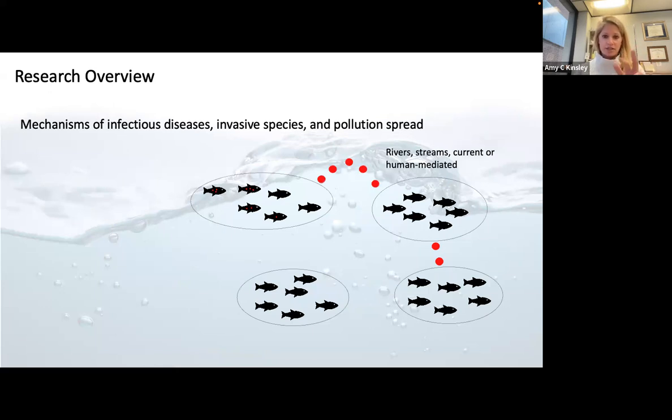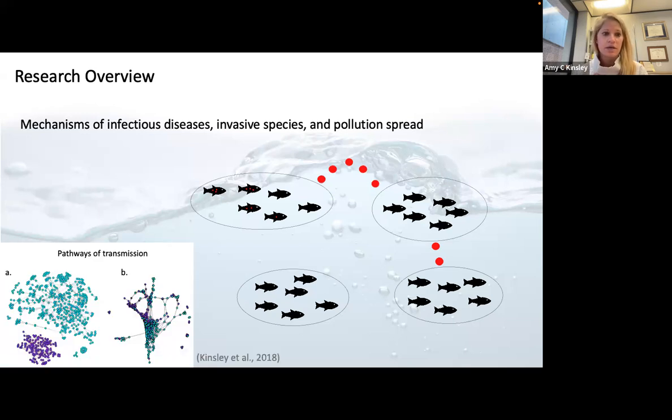Here I'm showing a pathogen spreading between populations through rivers or streams or maybe currents if we're thinking about net pens of fish in the ocean. Of course, through other human-mediated routes. And in the figure in the lower left corner, I'm showing networks representing the connectivity of two populations. So we can imagine one population is in purple and one population is in that teal color. And then in A, we can see that the individuals in the population are well connected amongst themselves, but there's really no connectivity between those two populations.